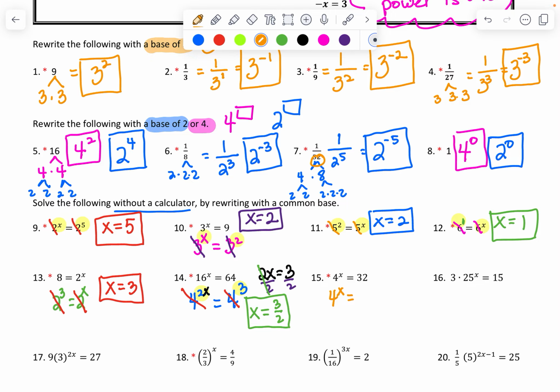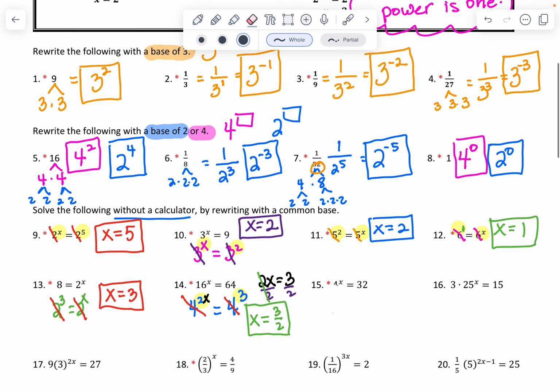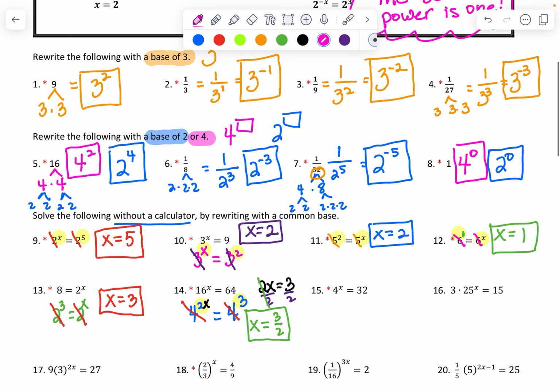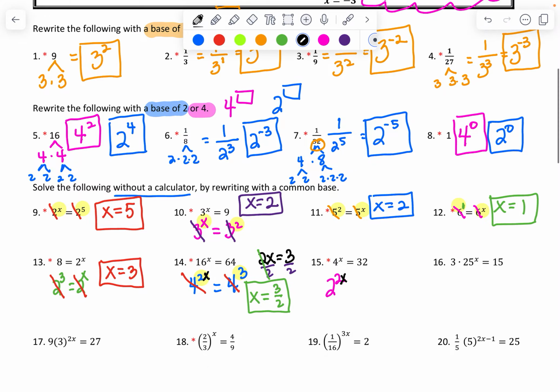Okay, let's do one more. This one looks a little bit different. Before I start doing anything, I want to get rid of that random 3 that's on the outside. Instead of multiplying both sides, I'm going to divide both sides by 3. When I do that, these 3's cancel, and I'm left with 25 to the x power equals 15 over 3 is 5.